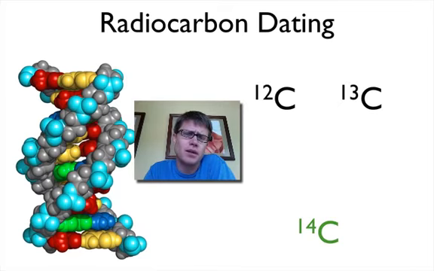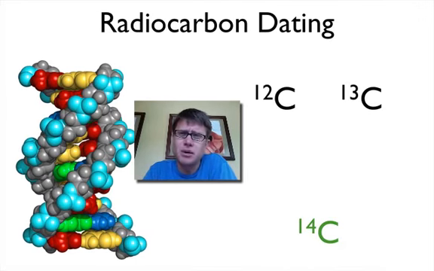Radiocarbon dating is a way that we use carbon and the amount of carbon-14 left in an object to figure out how old that object is. So if we find, for example, a piece of wood that we think was used by ancient humans, we want to figure out how long ago that was. We can use radiocarbon dating to do that.